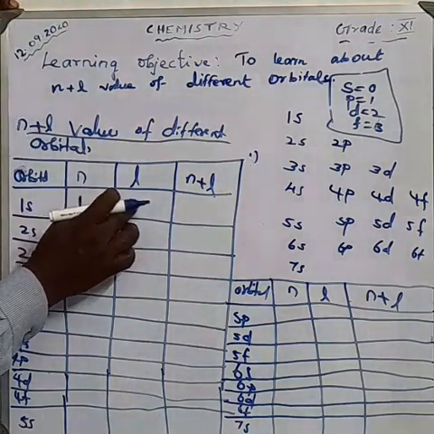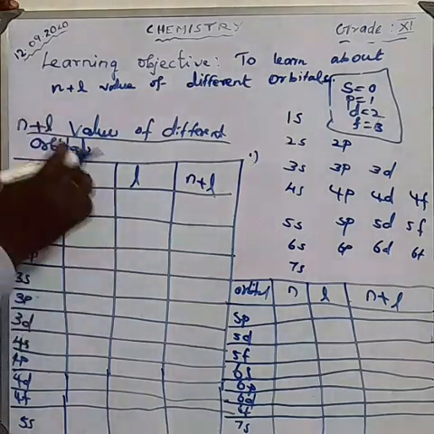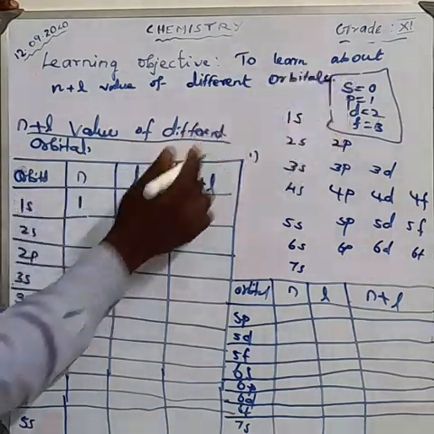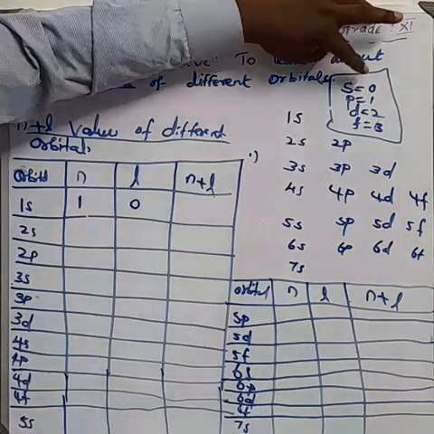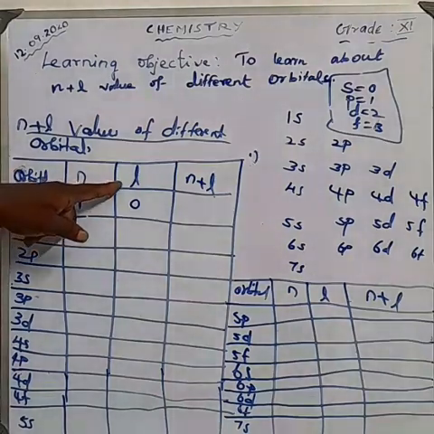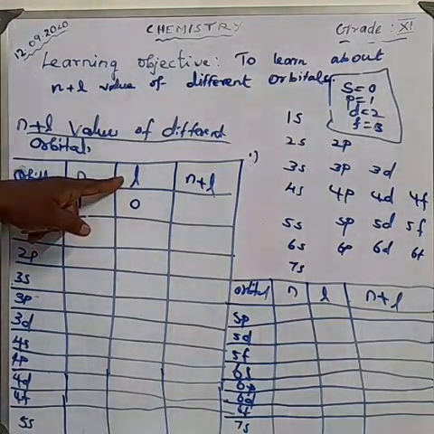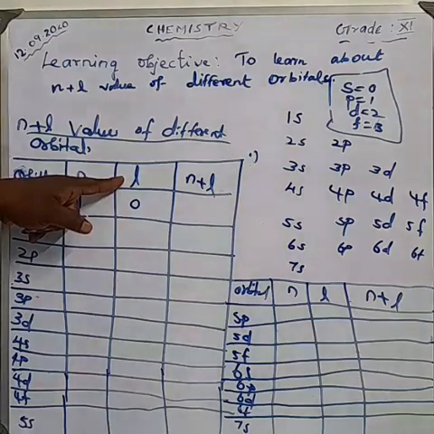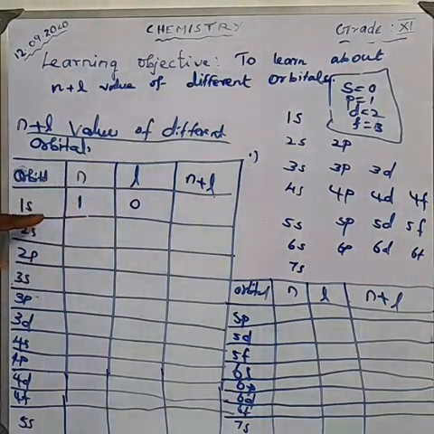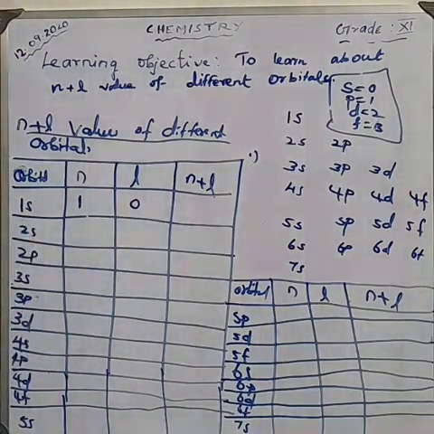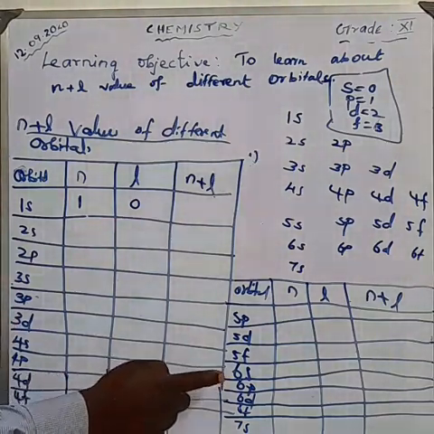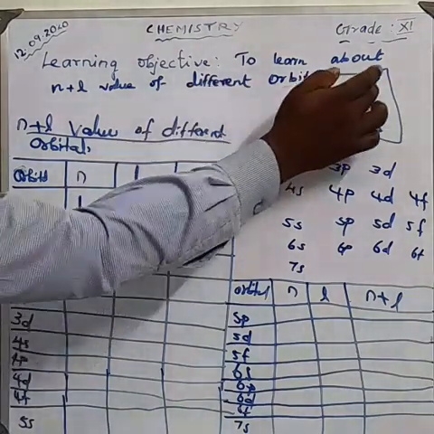Here l is equal to... Here 1s means that is s subshell. So the value is 0. For s, the value is 0. Here, l means azimuthal quantum number. It denotes the subshell. First one is s. All the s values are 0, whether it may be 1s or 2s or 3s or 4s or 5s or 6s or 7s.